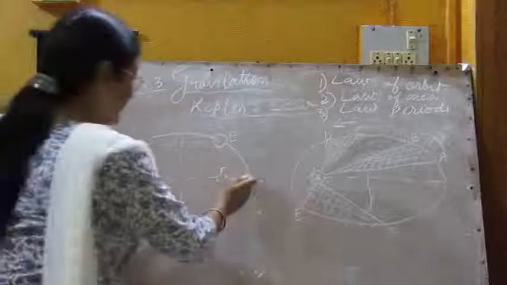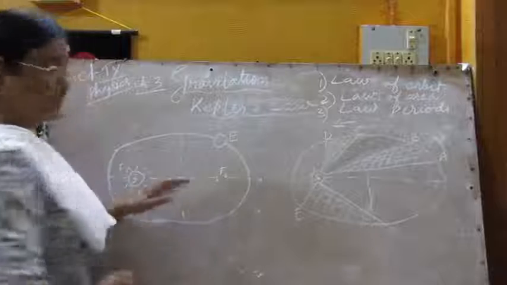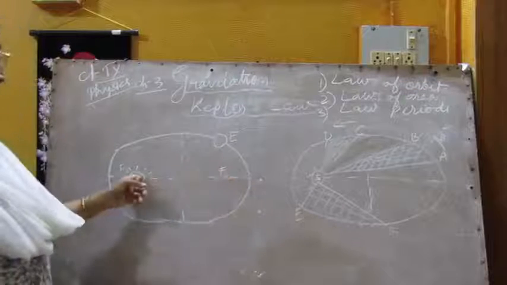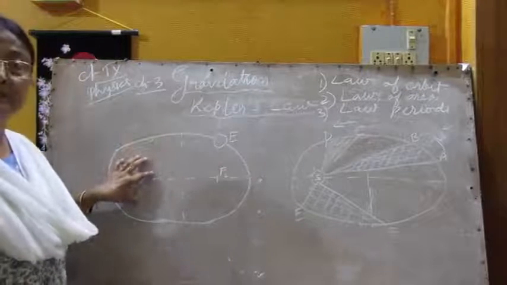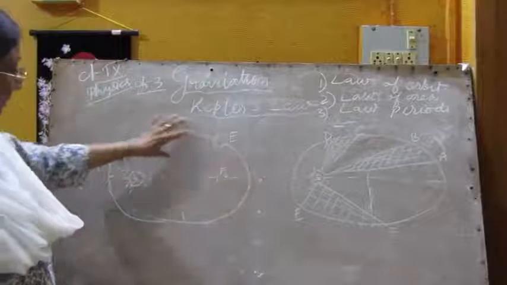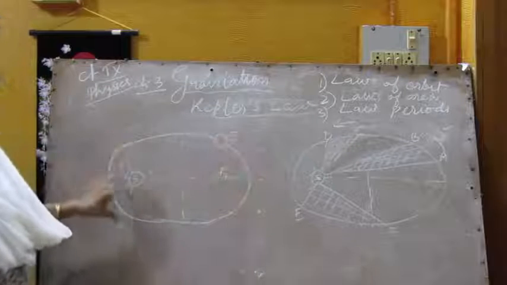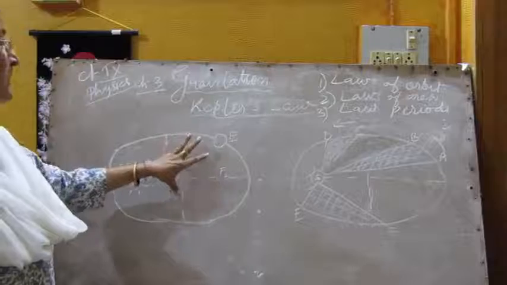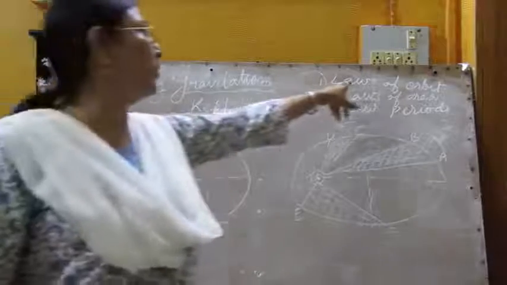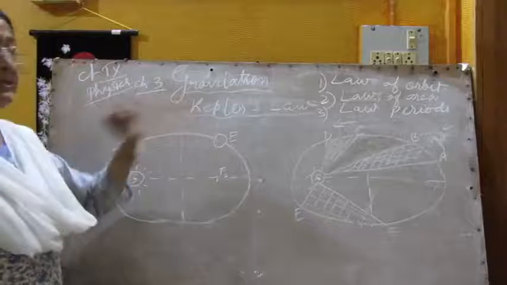In an elliptical shape, there are two foci. Here one, here one. So keeping the sun at one focus, all the planets just revolve around the sun in an elliptical orbit, and this is the first law, the law of orbit, given by the famous scientist Kepler. Clear?